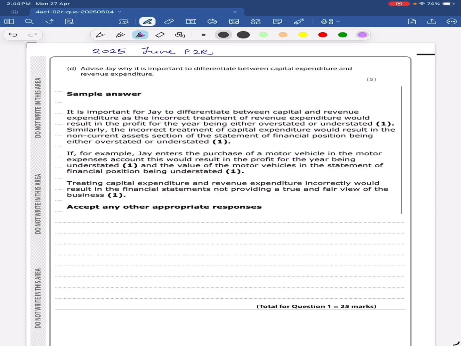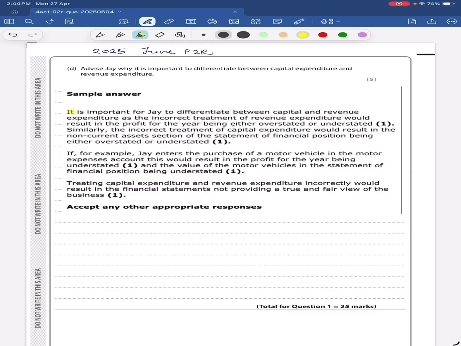Question D. Advise J why it is important to differentiate between capital expenditure and revenue expenditure. Remember, capital expenditure means it's an investment in buying non-current asset or you're making some changes to the existing non-current asset. Whereas revenue expenditure is when you're spending for the day-to-day expenditure of your business. Right. Now let's look at the sample answer in order to see how you can reach 5 marks.